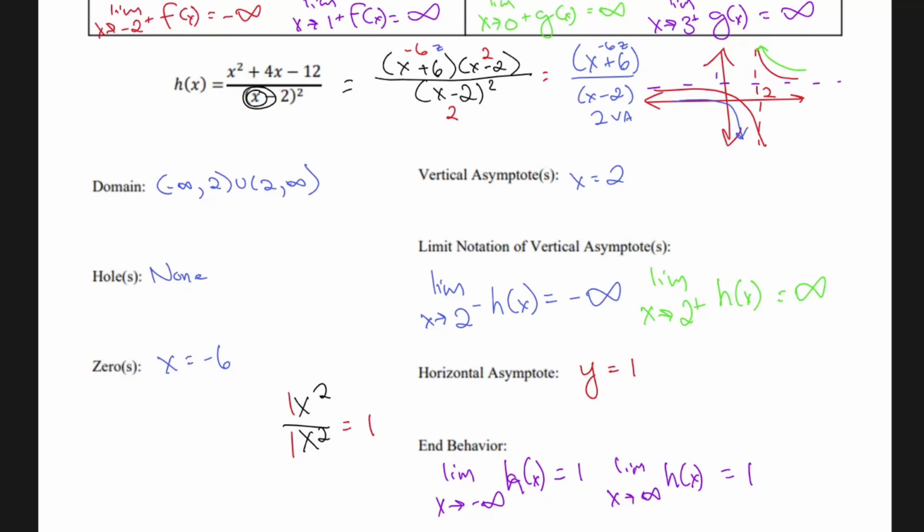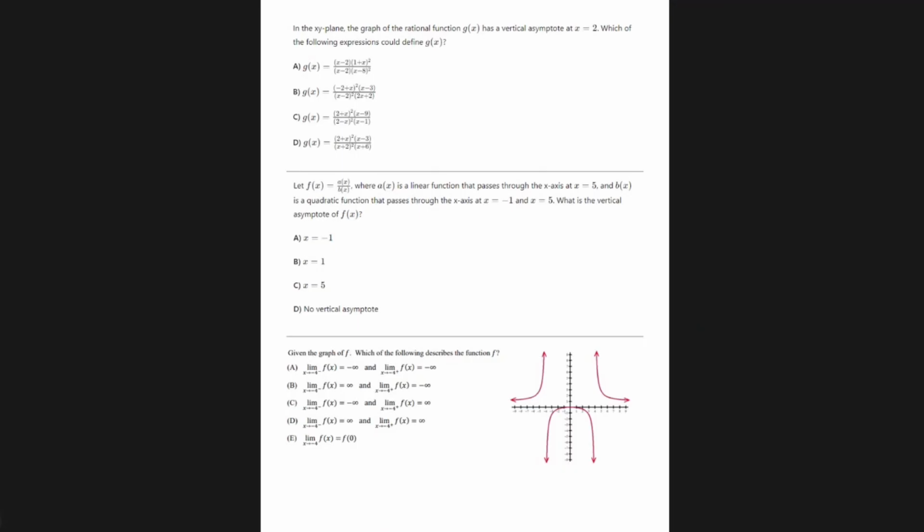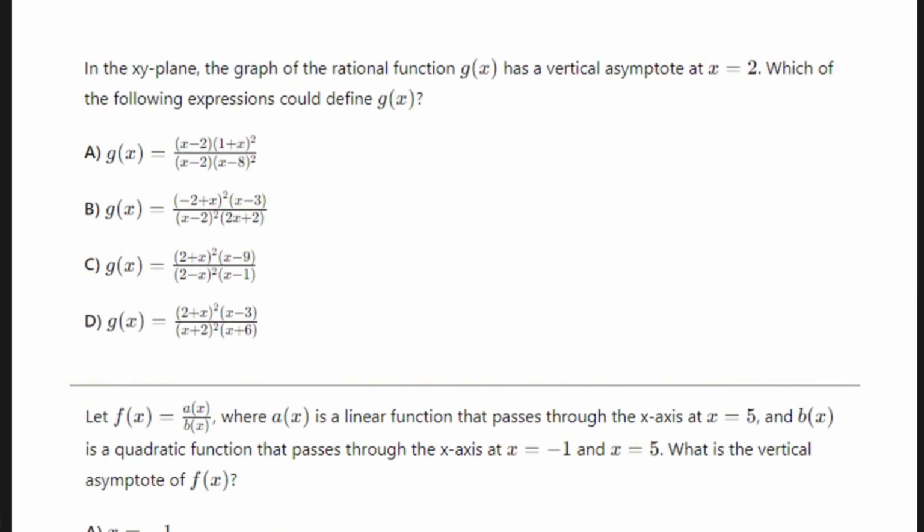Okay? Let's practice a little bit. In the xy plane, the graph of the rational function g of x has a vertical asymptote at x = 2. Which of the following expressions could define g of x? Well, if there's a vertical asymptote at x = 2, that means the magic number in the denominator is going to be 2, which means there's going to be a factor of x minus 2.